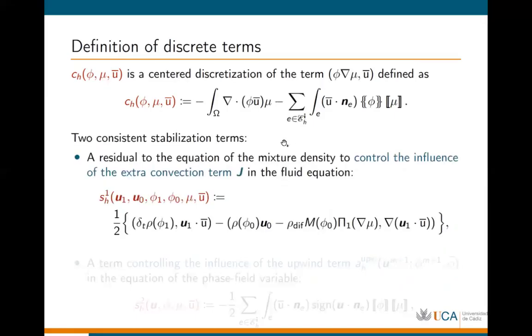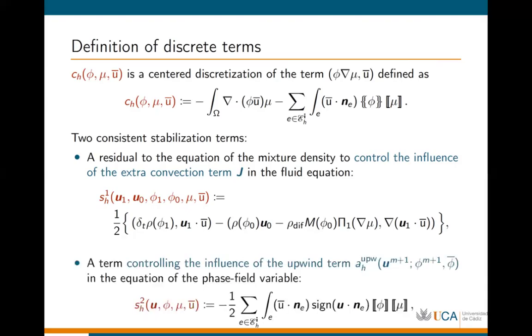We introduced this first term, the SH1, which is a stabilization term to control the influence of the extra convection term that appears in the model. This is a residual of the mass balance equation. So as long as the density satisfies the mass balance equation, this term will eventually vanish. And we have this other term that is another stabilization term to control the influence of the upwind approximation. So the upwind introduces some regularization, and we need to remove it for the energy stability.